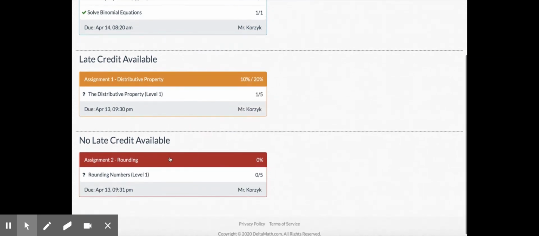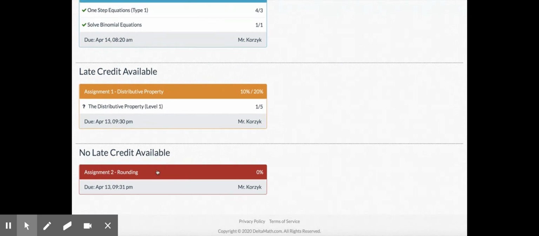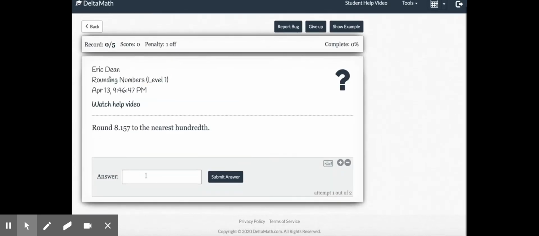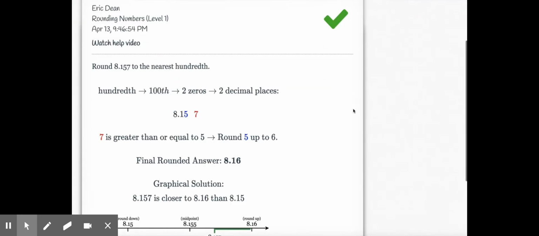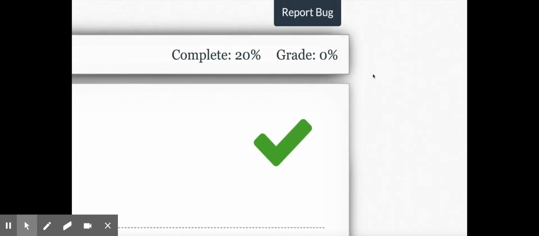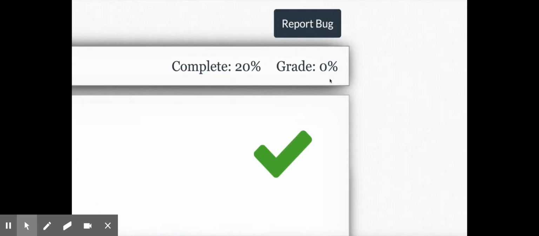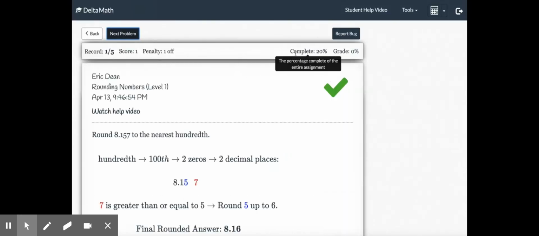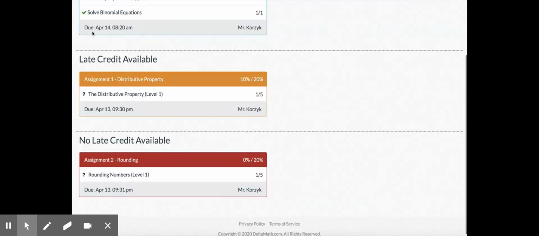Now anything in red means late credit is not available. So if I were to click into the problem and solve the question, rounding this to the nearest hundredth, what you're going to see is that I will get the check mark. I can keep solving it. You can always go back to any old question, but my grade may remain 0, or if I had done 40% on time, my grade would remain 40%, even though our completion percentage can come up to 100%.